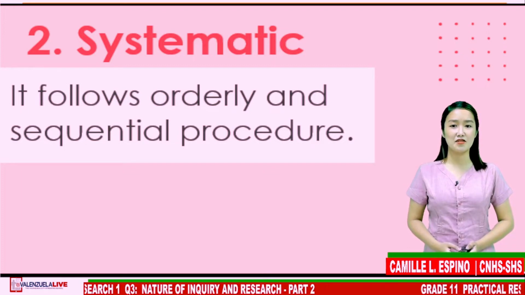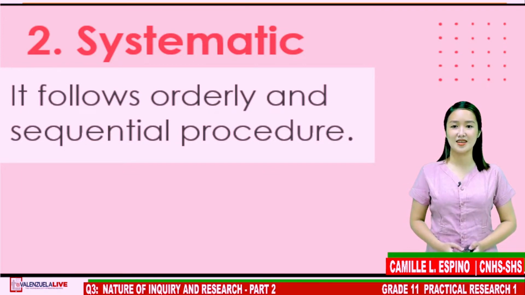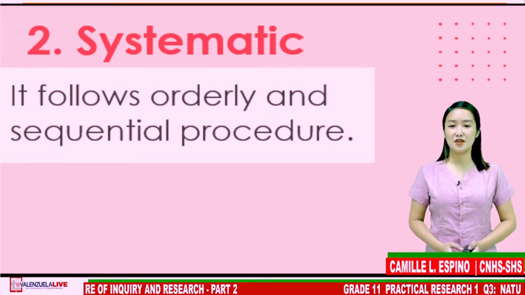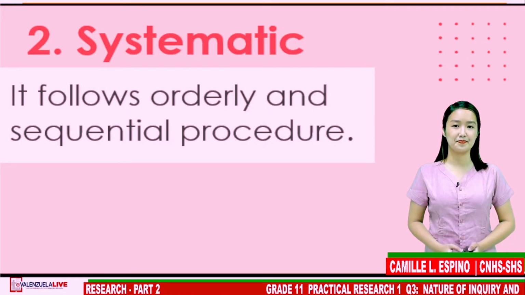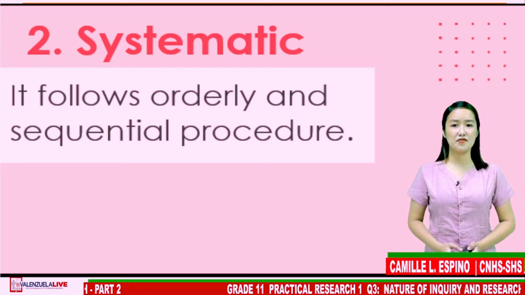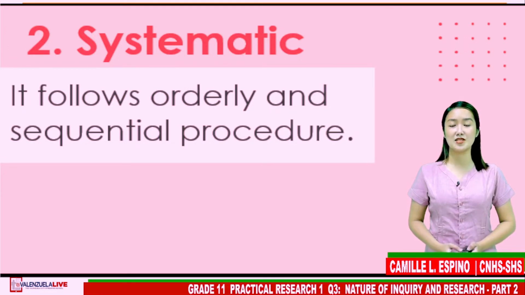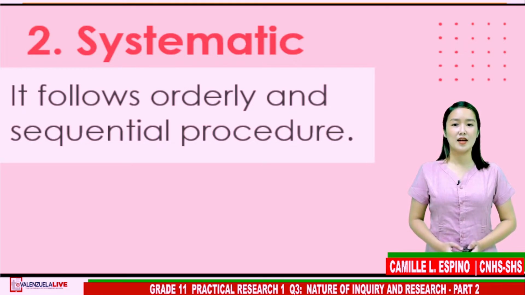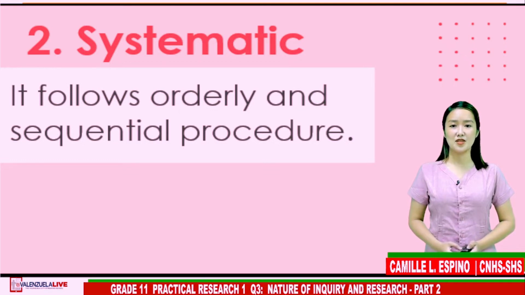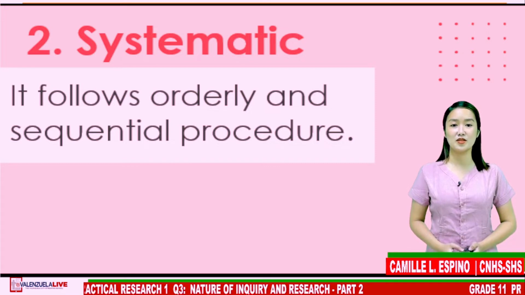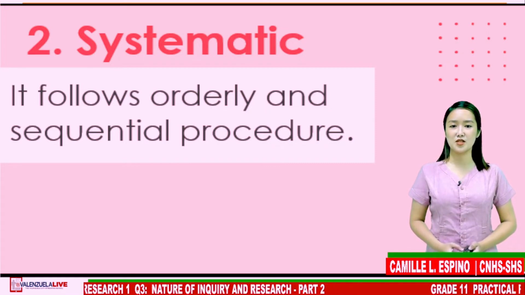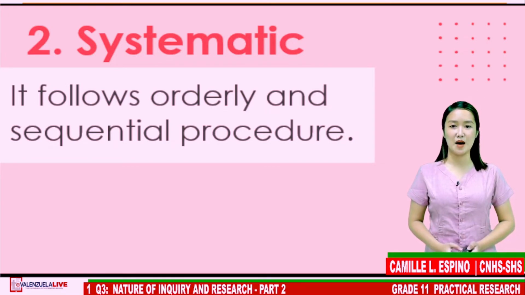The second characteristic is that it is systematic. It is based on valid procedures and principles. In conducting a research, the researcher is following an orderly and sequential procedure. Also, research follows standardized or template steps and sequential procedure. These steps are known to academe for many years, and it continues to develop. Formats and procedures in research are also dynamic.